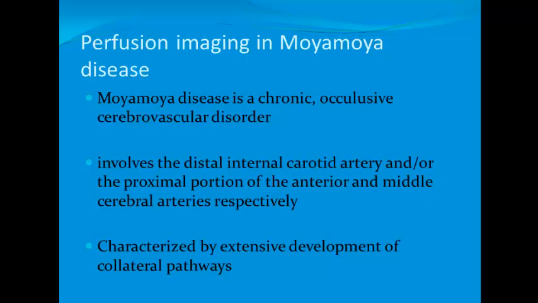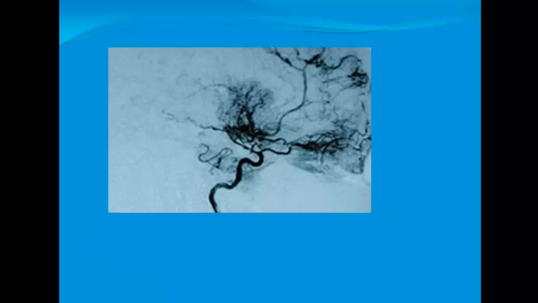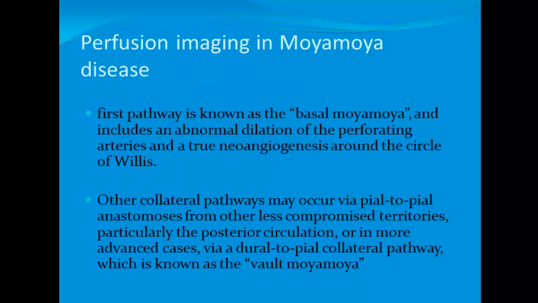Moyamoya disease is a chronic occlusive cerebral vascular disorder in which children develop thrombi and occlusions of the cerebral vasculature, leading to TIAs and strokes. The reason it's called Moyamoya disease is it means puff of smoke in Japanese, and here's an example of the angiographic appearance of that puff of smoke, which represents the collateral circulation in the disease entity.